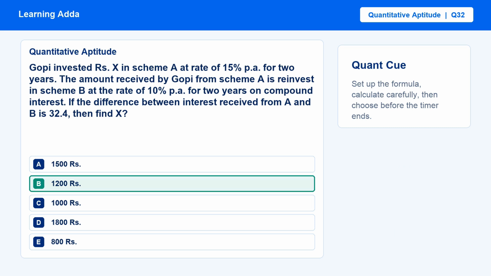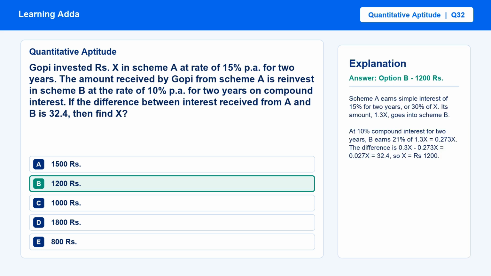The answer is option B, 1200 rupees. Scheme A earns simple interest of 15% for 2 years, or 30% of X. Its amount, 1.3x, goes into Scheme B. At 10% compound interest for 2 years, B earns 21% of 1.3x is equal to 0.273x. The difference is 0.3x minus 0.273x is equal to 0.027x is equal to 32.4. So X is equal to rupees 1200.